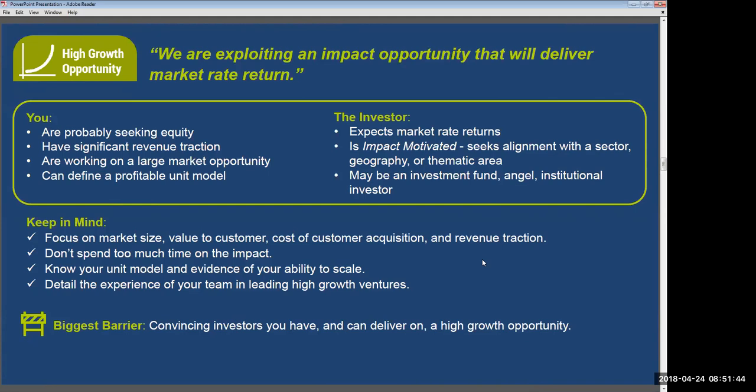And you have to very, very clearly define your unit model and your ability to scale fast. That's because for an equity investor to make money, they have to see 5 to 10x growth in your revenues within 5 years, or their model will fail. So the biggest barrier for this one is convincing investors that you have a high growth opportunity that they can understand, and then a unit model that they can track.